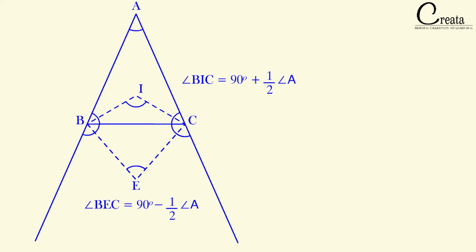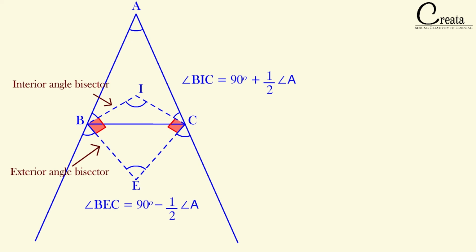And just one more important fundamental. The angle between the interior angle bisector and the exterior angle bisector will be 90 degrees. The angle between the internal angle bisector and the exterior angle bisector will always be 90 degrees.